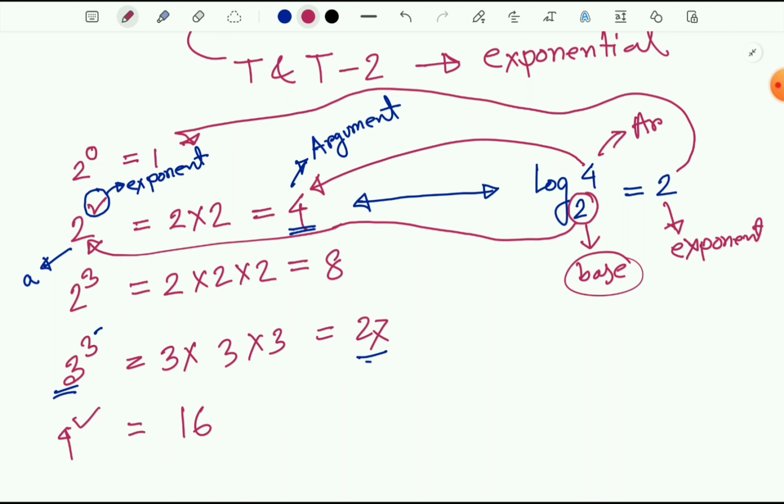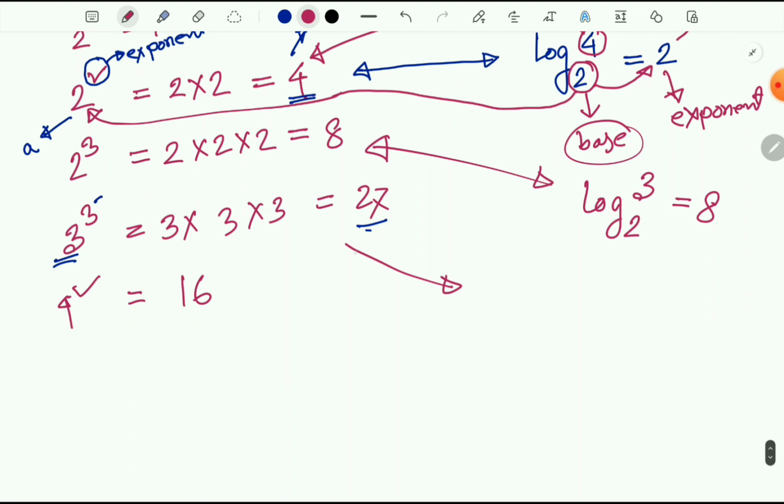That means if we think this way, this 4 comes when the base power 2 gives us 4, so we can consider this way. So logarithm is used for finding the exponent for a certain base. Okay, similarly we can write here log, base is the same 2 but argument is now 8.